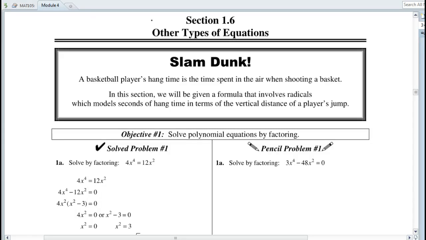Remember, our three techniques for solving quadratics are going to be quite handy here: square root principle, factoring, and either completing the square or the quadratic formula. So you can see the 1.5 video for those.